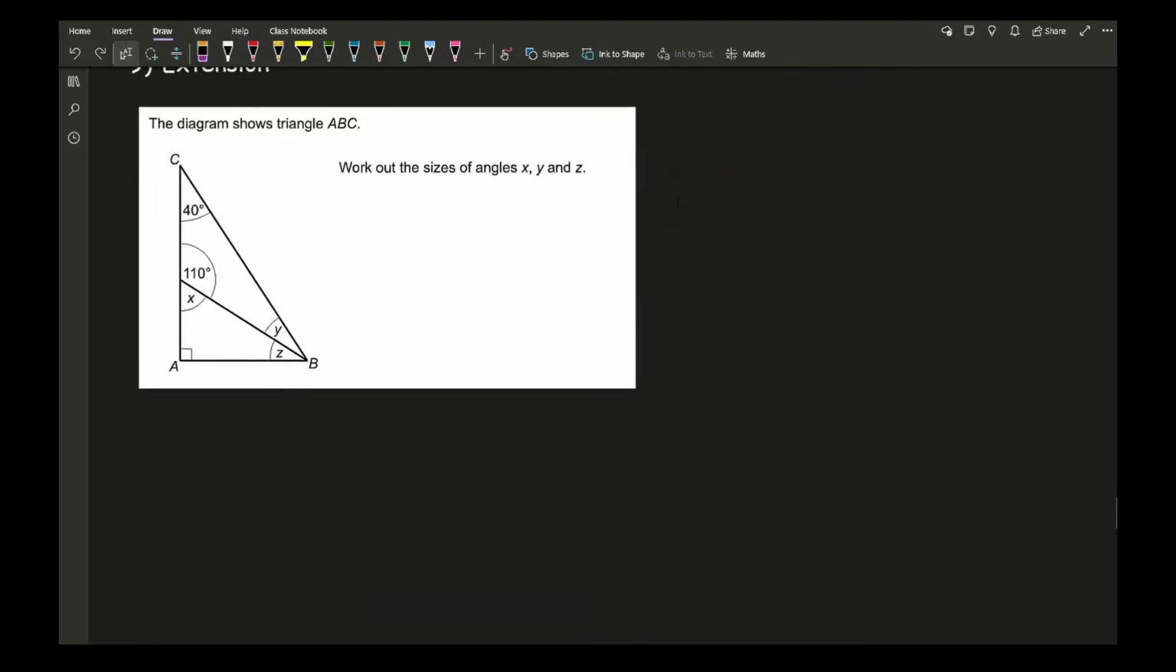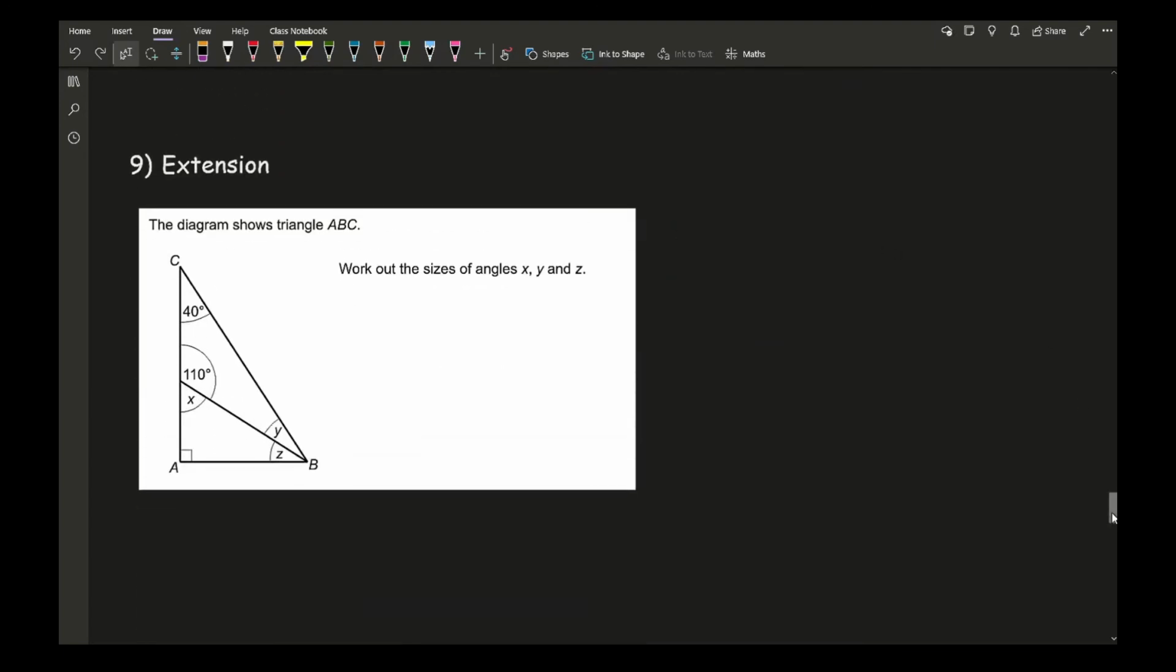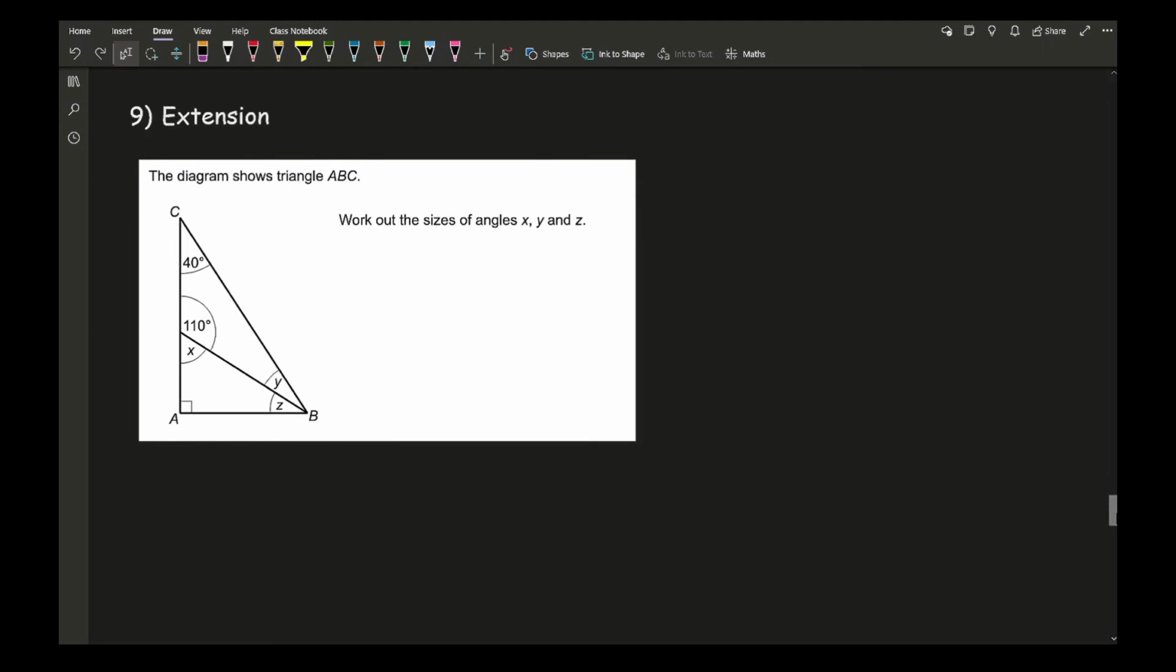So the next thing we move on to is more your extension questions. This involves more high level questions and will generally involve you finding multiple angles, but also angles that you don't explicitly need to find. So this particular question combines a lot of factors together and is very reliant on you getting the correct answer for the early parts of the question.